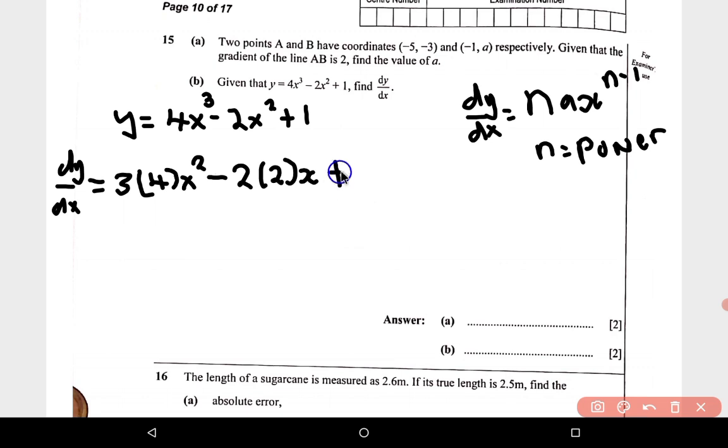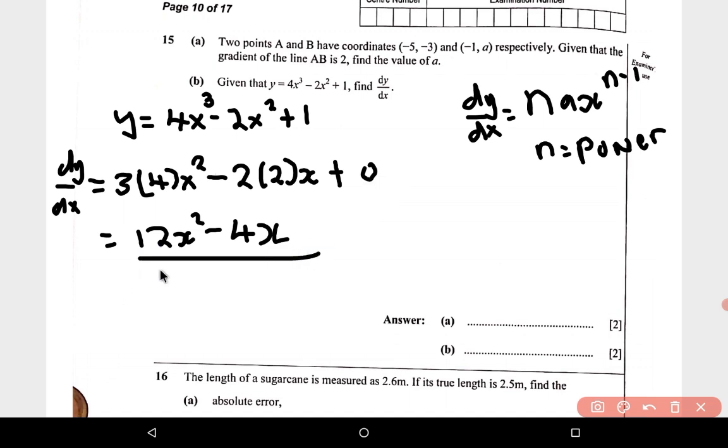Then plus the derivative of 1 is 0, any constant number is 0. So 3 by 4 will be 12x squared minus, there you get 4x. We can end it here, forgetting the 0, and this is the answer. Very simple. It's a calculus question, but very simple. All you need to know is how to use this simple formula. So that is how you can do this one.